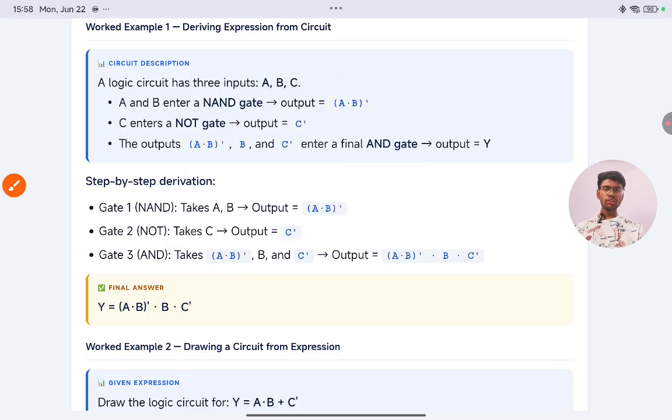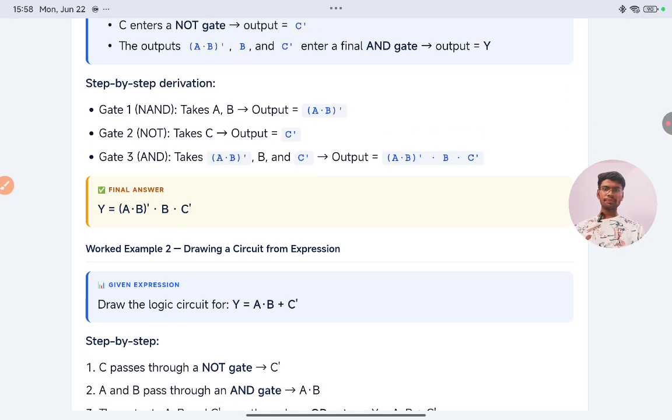Then the output is Y. How does it give Y? See, A dot B whole complement from the NAND gate, and the NOT gate gives C complement. The output is (A dot B) whole complement dot C complement. It is the final answer that we get.